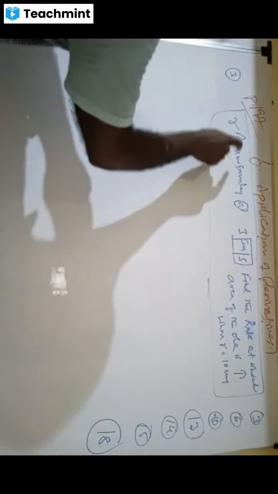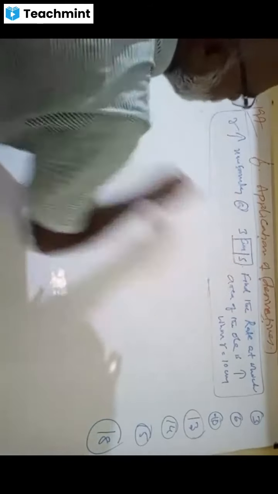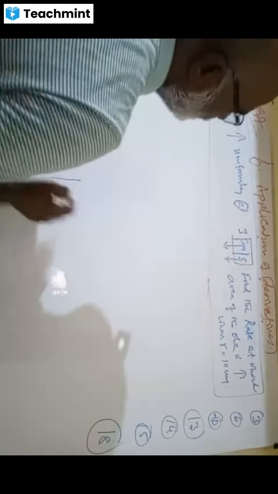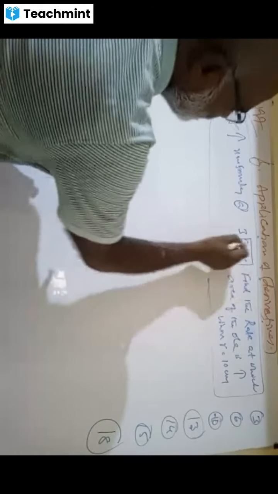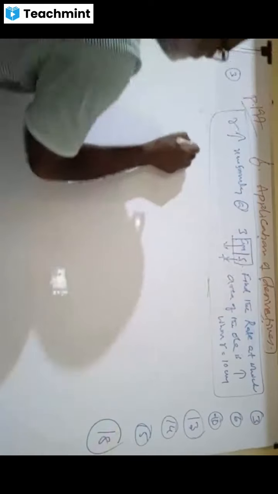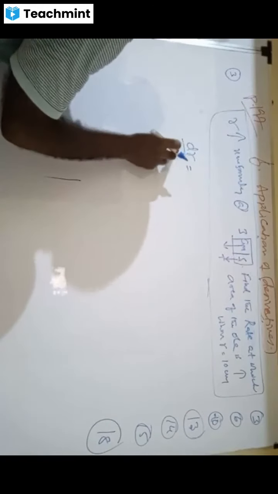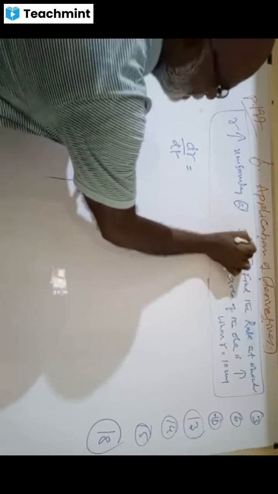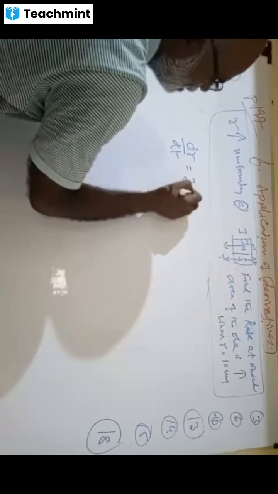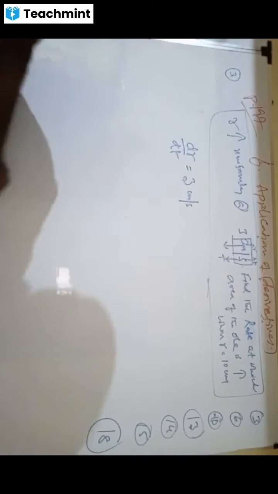The radius is uniformly increasing at the rate of 3 centimeter per second. Unit, Parna, centimeter per second. Per second means what? By the time. Centimeter is for radius. This is dr by dt, the change of radius with respect to time. This is the radius, this is the time. dr by dt is 3 centimeter per second. The unit itself will give you the sense of that.